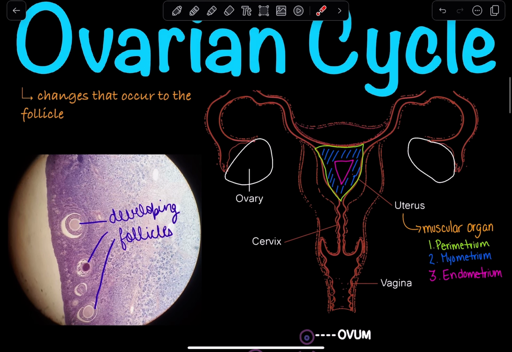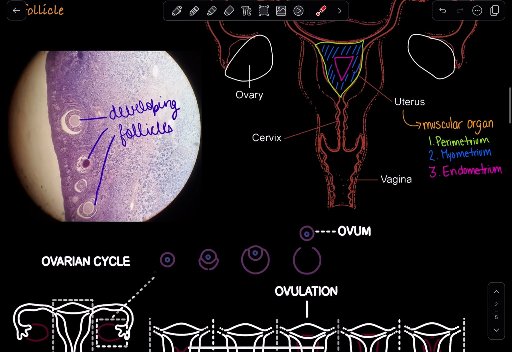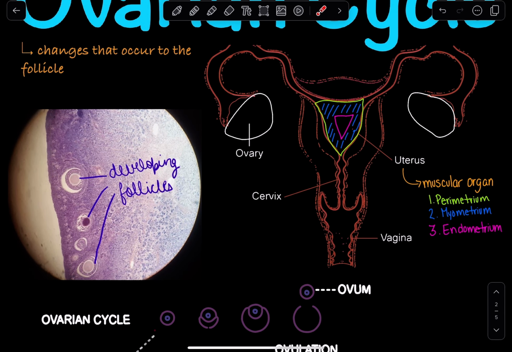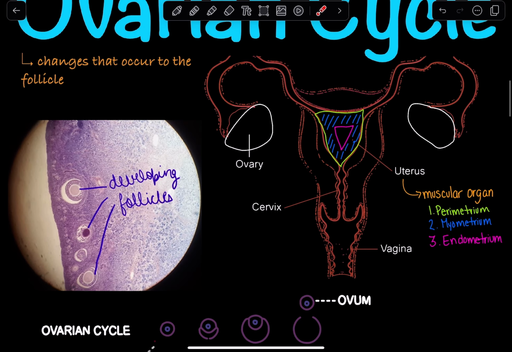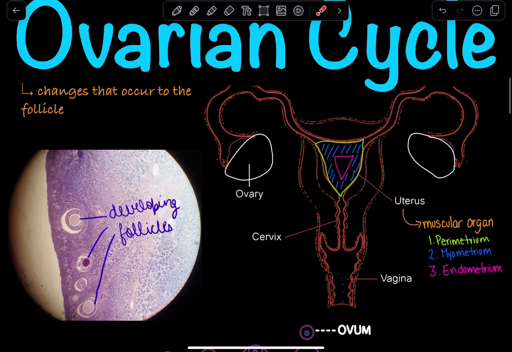Now, within the ovarian cycle, we have three distinct stages. We have the follicular phase, ovulation, and then the luteal phase. And all three of these phases are controlled by varying hormonal levels. And we're going to go over those varying hormonal levels in a second. But to quickly recap, I just want to go over the various structures within the female anatomy.